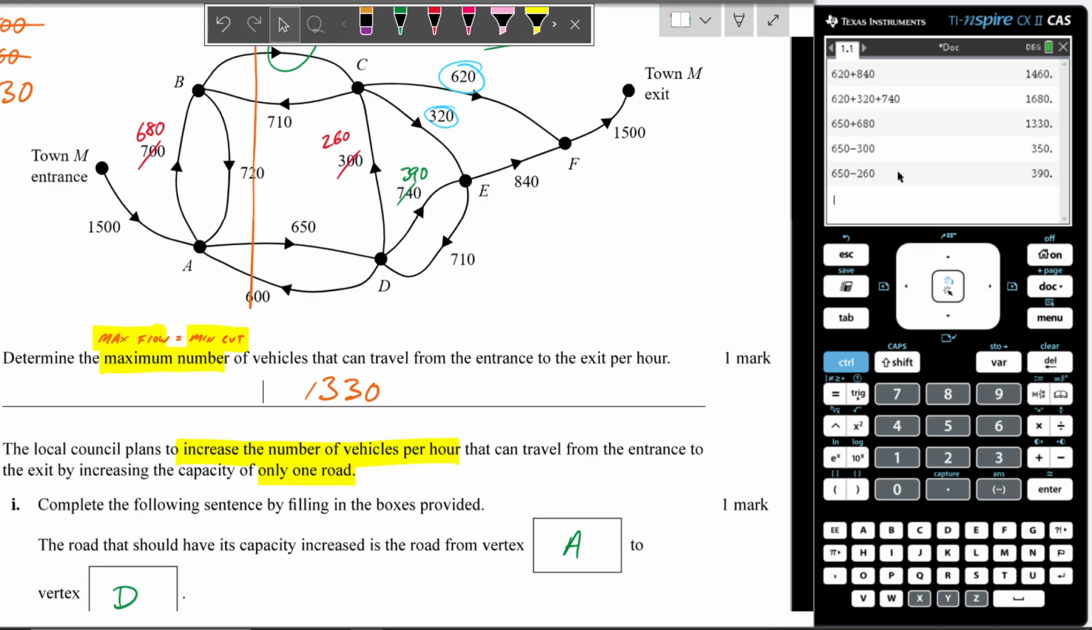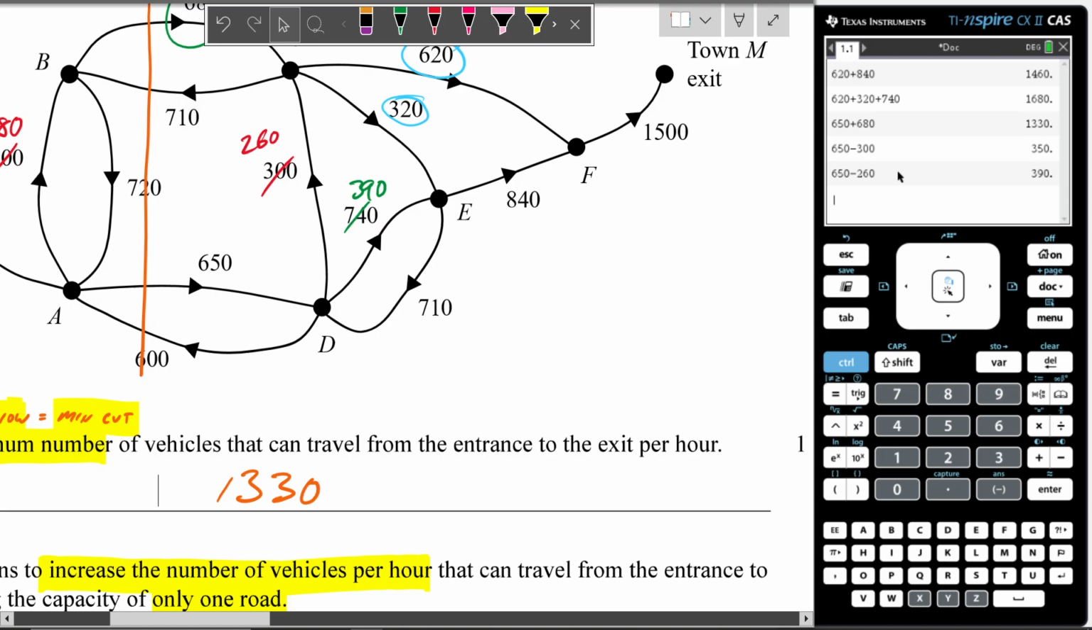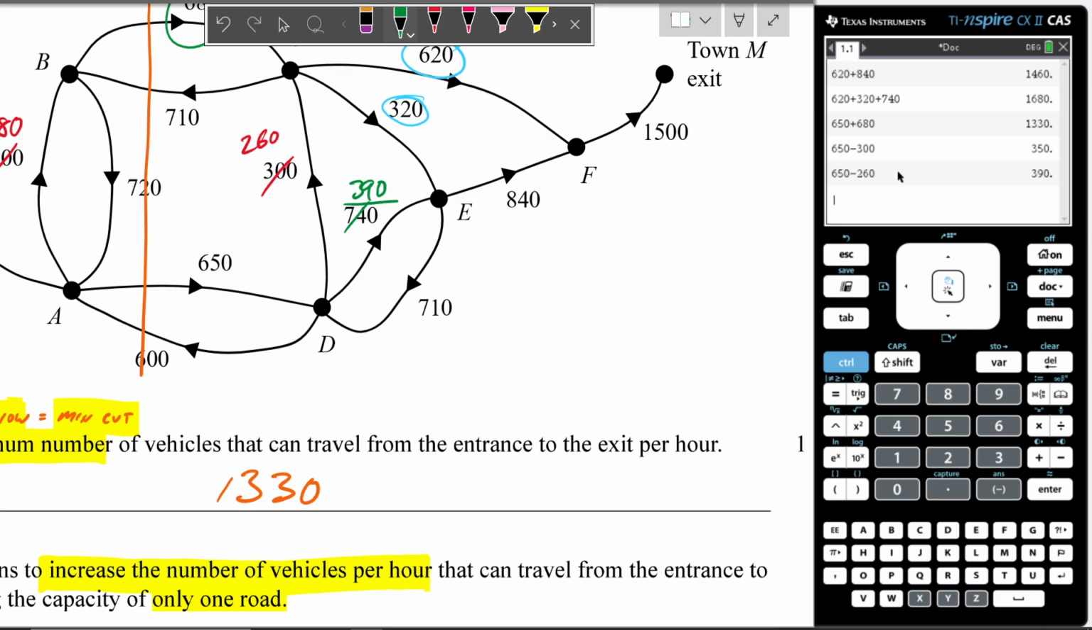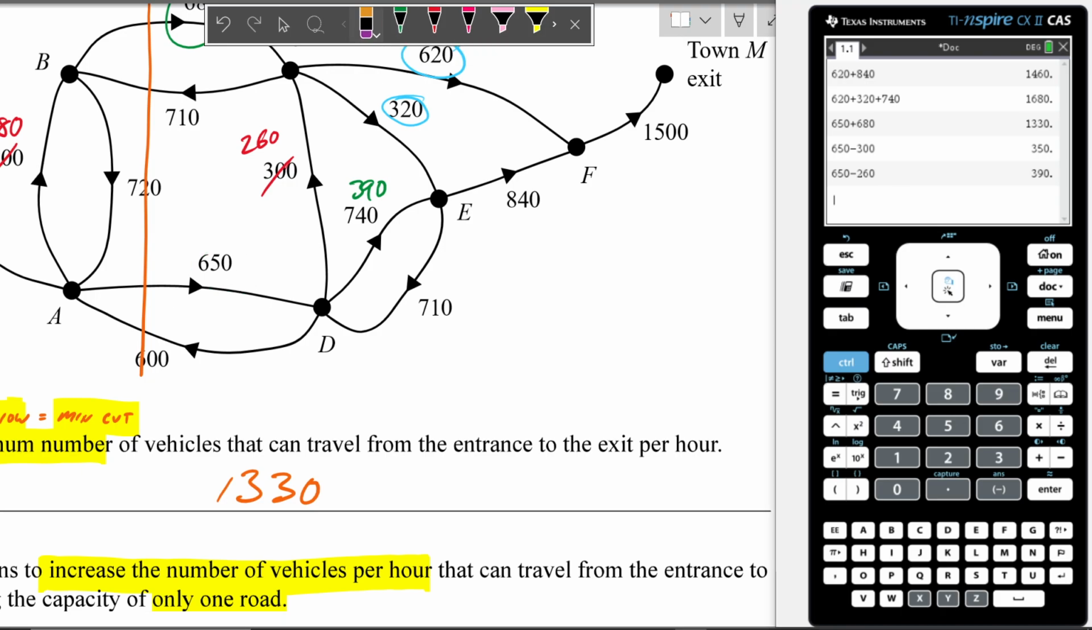Well, if we look here for a moment, you can see that I have 650 cars going through this way, and then only 390 going through there. I know it has a capacity of 740. So you might say, well, what happens if I was to actually increase this so that after I've subtracted away my 260, I have 740 left? Well, that's obviously going to be 1,000, right? So if I had 1,000 minus 260, that's going to leave me with 740.